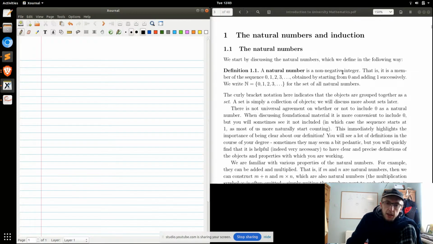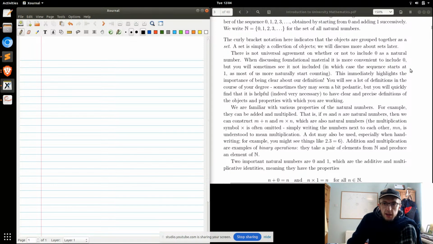The curly bracket notation here indicates that the objects are grouped together as a set. A set is simply a collection of objects. We will discuss more about sets later. There is not universal agreement on whether or not to include 0 as a natural number. When discussing foundational material, it is more convenient to include 0, but you will sometimes see it not included, in which case the sequence starts at 1, as most of us more naturally start counting.